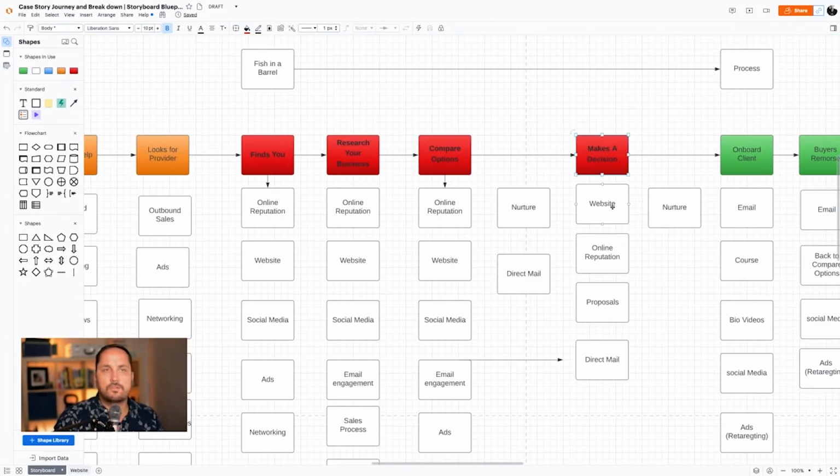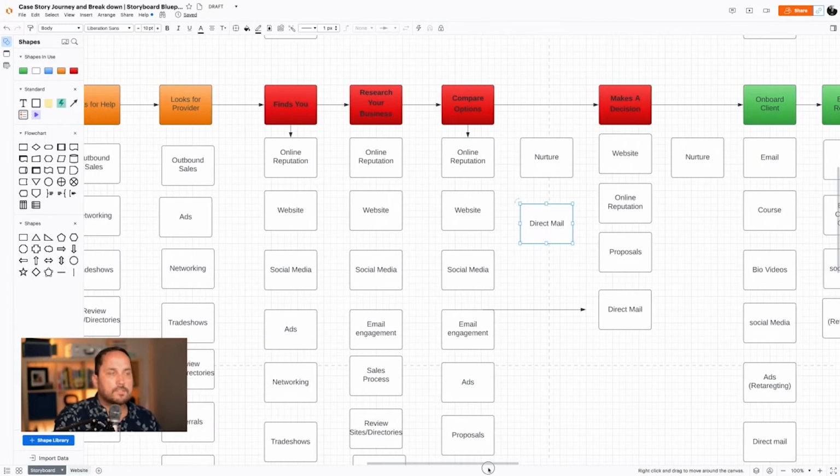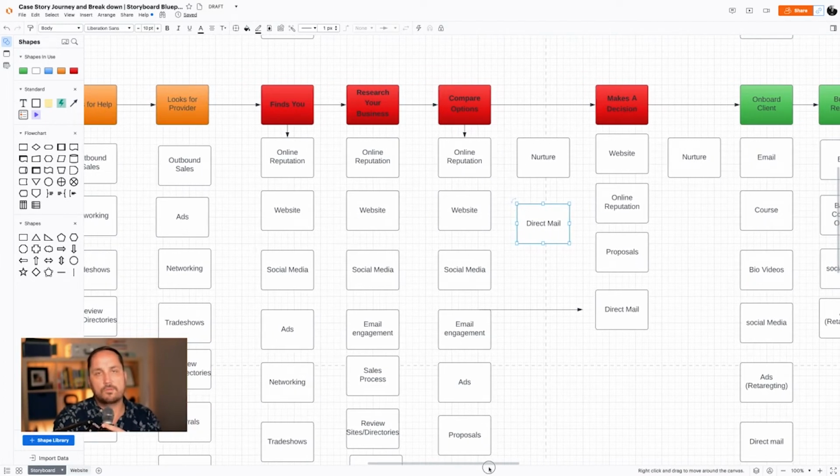And once they make the decision, they're looking, once again, at your online reputation. In between there might be a long time between comparing options. One of the options might be not doing something. So you go into nurture, long-term nurture, and direct mail. These are all opportunities. And so this is why we would start here with your fish and barrel with warm to hot versions of your customer stories.